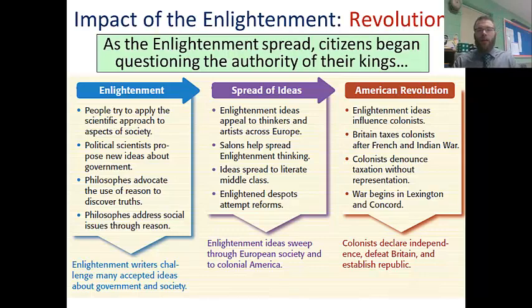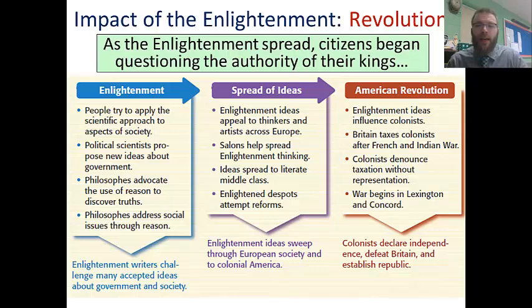So here's our big takeaway, okay? We get revolutions. With the spread of new ideas, people start to question the kings. They start to question the things that have been put around them their whole lives, because these new ideas are captivating, they're really intriguing. And so people start to realize they don't have to put up with it anymore, okay?